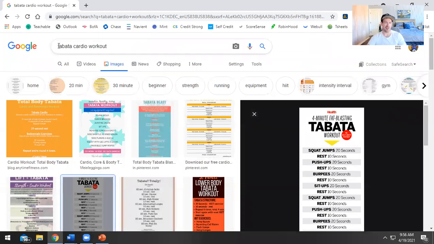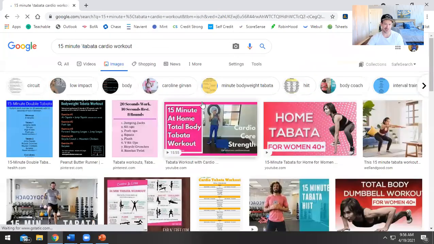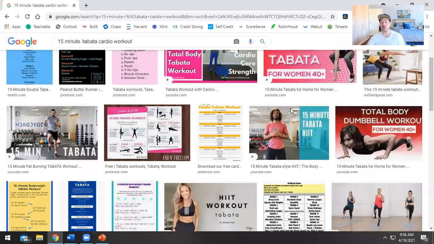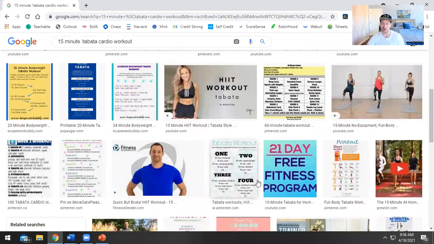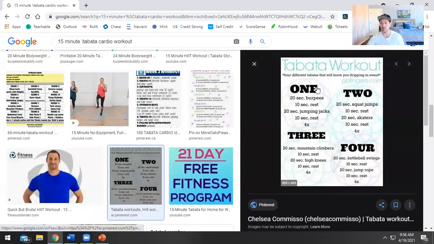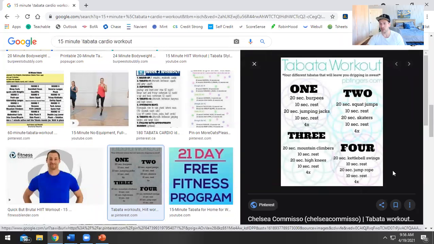Let's see if there is a 15-minute Tabata that's already out there. The original Tabata, by the way, there wouldn't be a 15-minute Tabata. Oh, there we go. Okay, here's 4 of them that you can put together, right? Burpees, jumping jacks, repeat back and forth. Burpees, jumping jacks, burpee, right? And then mountain climbers, high knees, squat jumps, ice skaters, kettlebell swings, and jump rope. This is great. I love this actually.